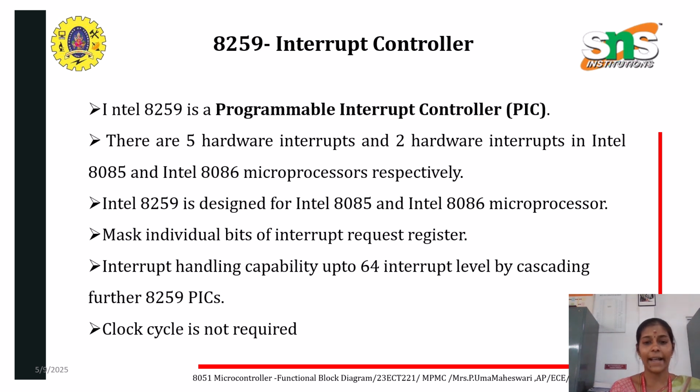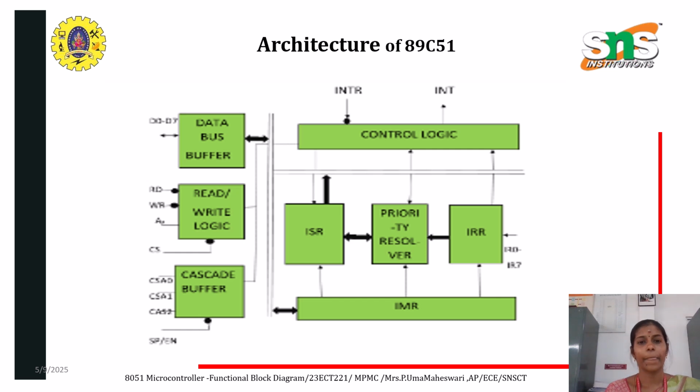Here the interrupt handling capability is up to 64 interrupt levels by cascading further 8259s. In this case, the clock cycle is not required. Here we will just see an overview of the architecture of 89C51. What is the difference between 8051 and 89C51? It is in a compatible mode.